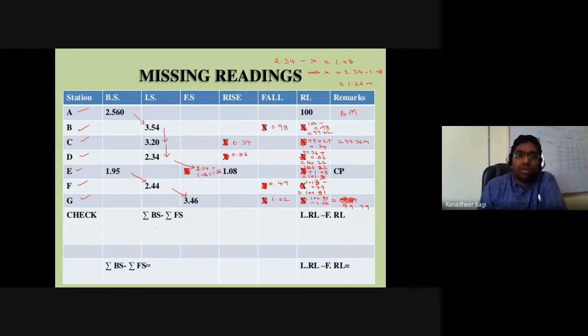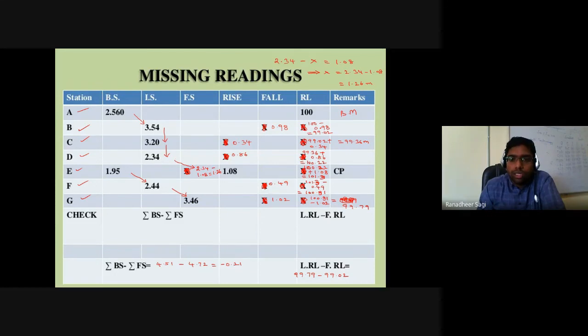Okay. Now let me go on to apply my arithmetic checks. What is my arithmetic check? Net summation of backsight minus foresight should be equal to last RL minus first RL. Now what is my net summation of backsight value? 4.51 minus summation of foresight data 4.72. So what is the difference between these two values? Minus 0.21. Now likewise, last RL minus first RL. What is my last RL value? Last RL value is 99.79 minus my first RL, which is 100. Sorry, it is 100. Yeah. Minus 0.21. So my arithmetic check is satisfied.